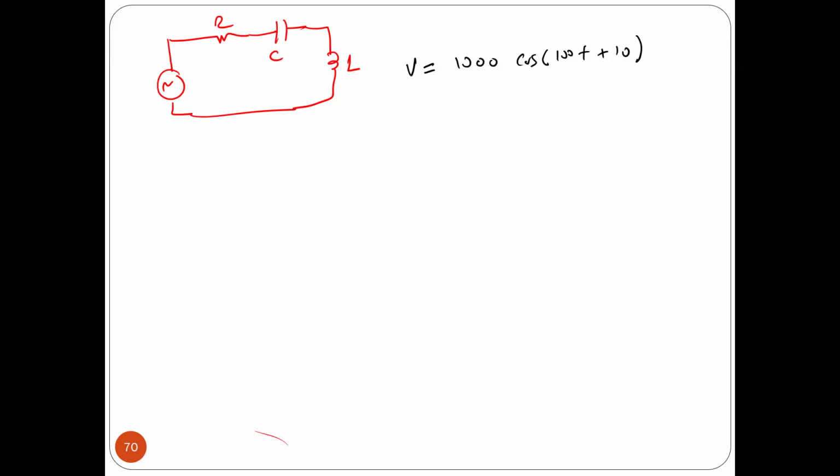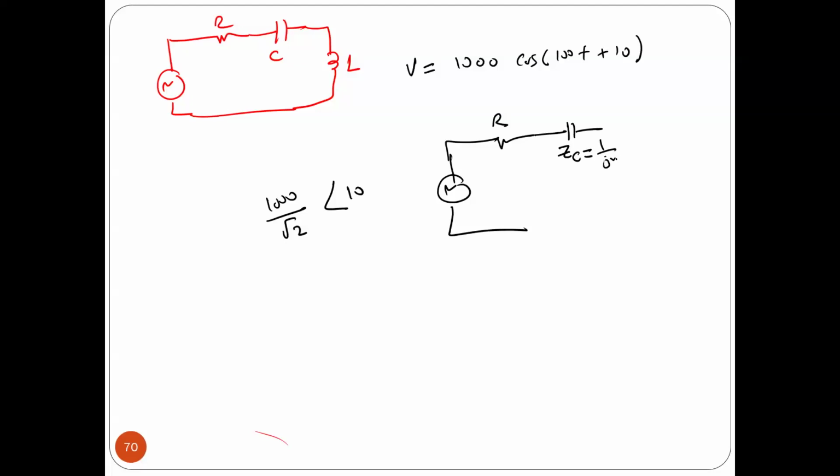The first thing you have to do is convert this from the time domain to the complex domain. The voltage source should be 1000 divided by square root of 2, and the angle here is 10. And then R will be the same as R, and then we have the capacitor, ZC, which is equal to 1/(jωC). And for the inductor, I have ZL, which is equal to jωL.